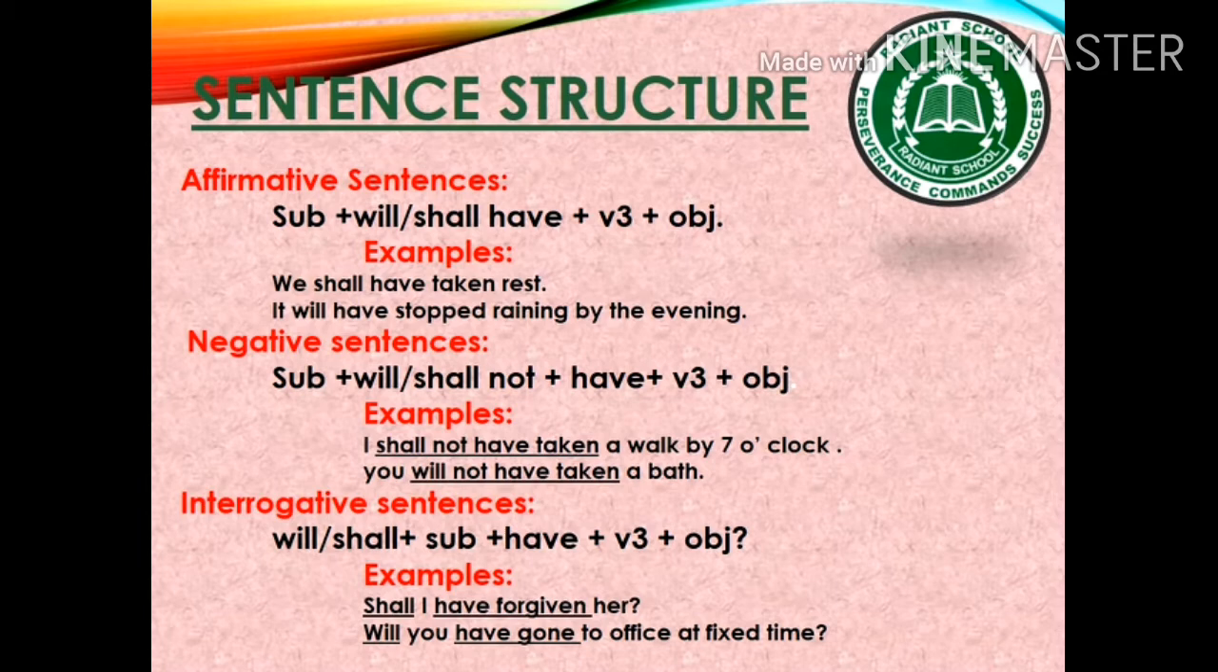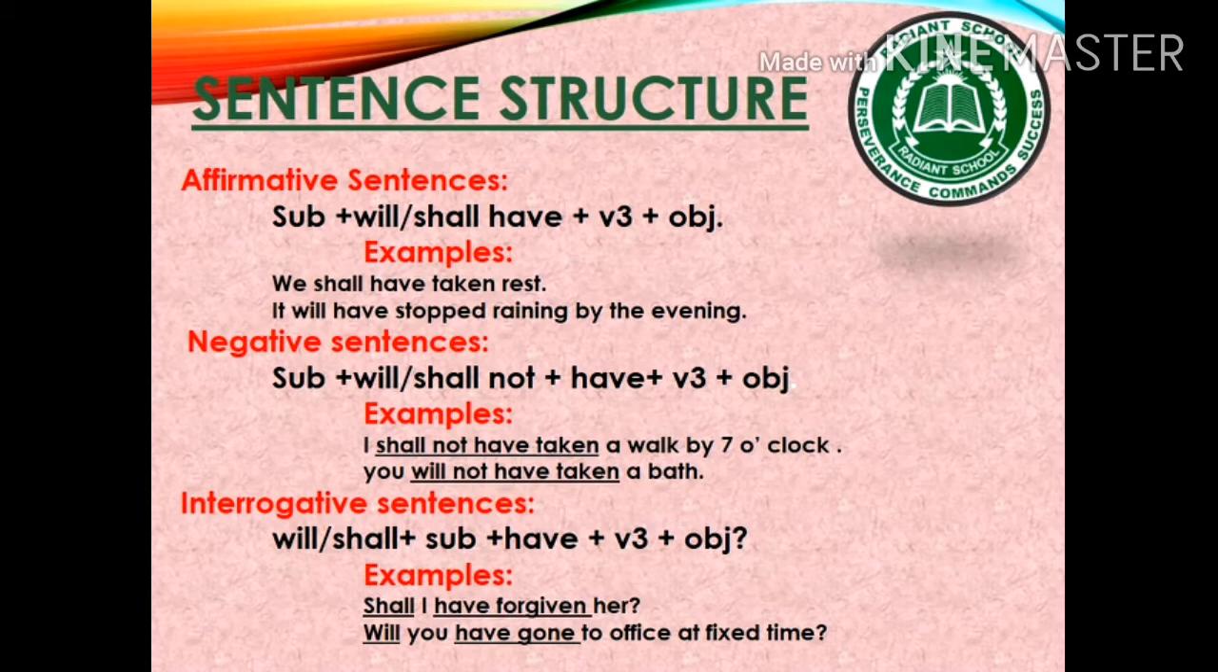For negative sentences, we have to write not between will and have. Will not have, shall not have with the third form of verb. For example, I shall not have taken a walk by 7 o'clock. You will not have taken a bath.